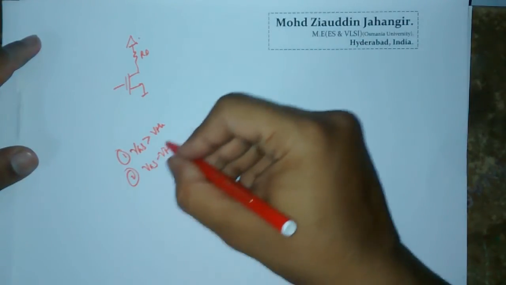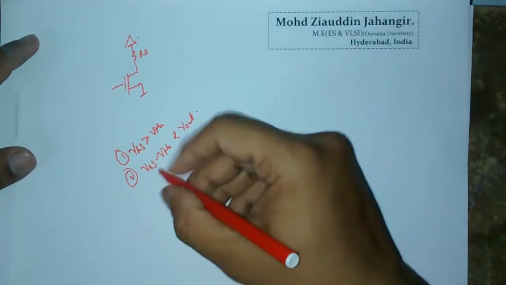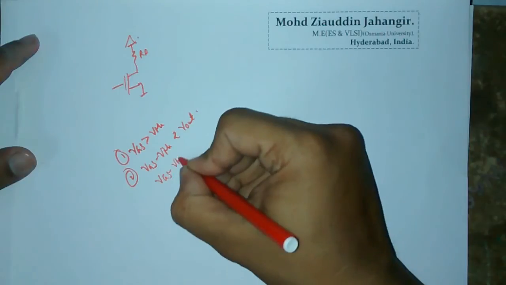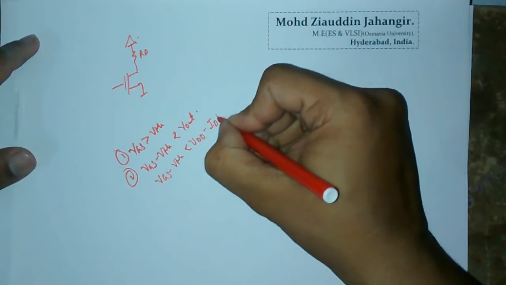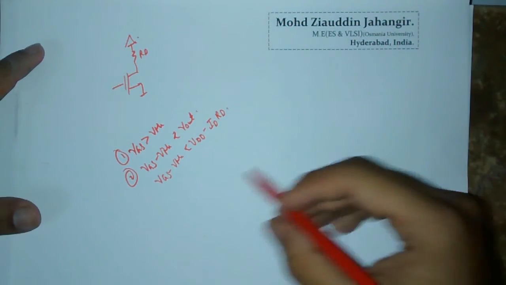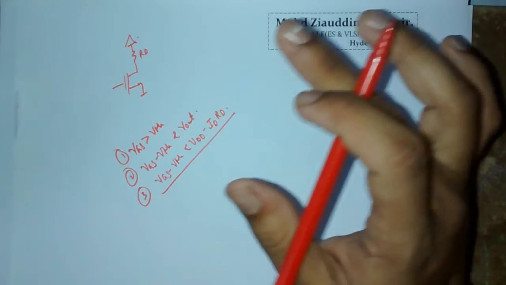This should be less than your Vout. What is Vout? VGS minus VTH should be less than Vout, which is VDD minus ID into RD. So whenever you design this circuit, these are the two things.